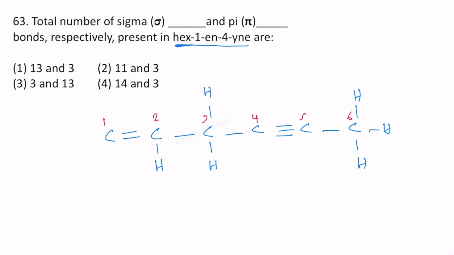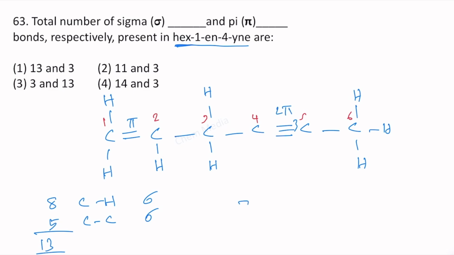We have 1 hydrogen at 2 position, 2 hydrogens at 1 position. Therefore, we have 8 CH bonds. They are all sigma and it is a 6 carbon open chain. Therefore, it must have 5 carbon-carbon single bonds. They are sigma. Therefore, the total number of sigma bonds are 13. And then we have 1 pi bond here and we have a triple bond here that will have 2 pi bonds. Therefore, we should have 3 pi bonds. Therefore, 13 and 3. Option 1 is correct.